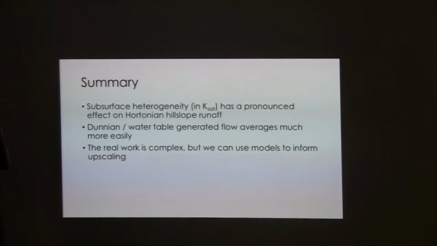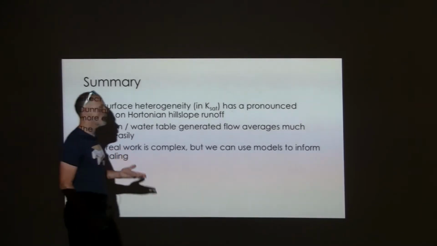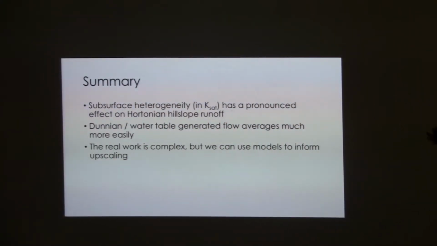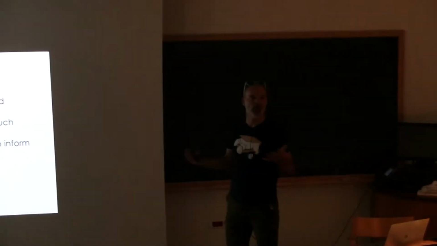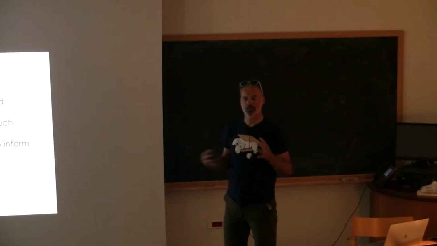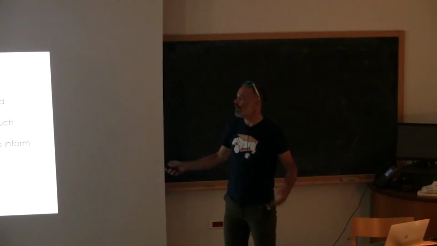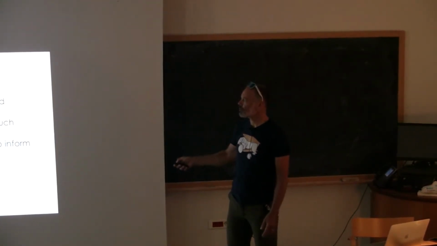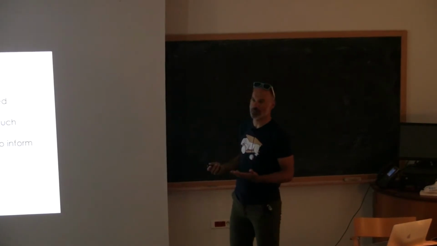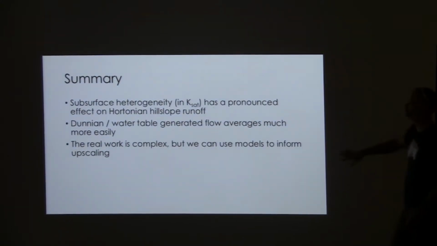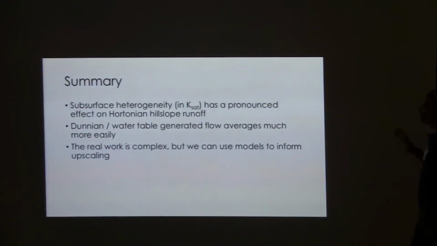And so we can think about this in summary. But what I think is important is that, one, we can start to explore upscaling mathematically these very simple concepts out to larger scales. And then we can also think about how some of these systems that we study connect. Subsurface heterogeneity really impacts our Hortonian hill slope runoff. Dunnian or water table generated flow averages out much more easily.